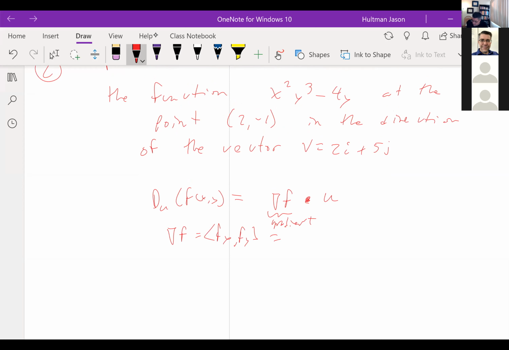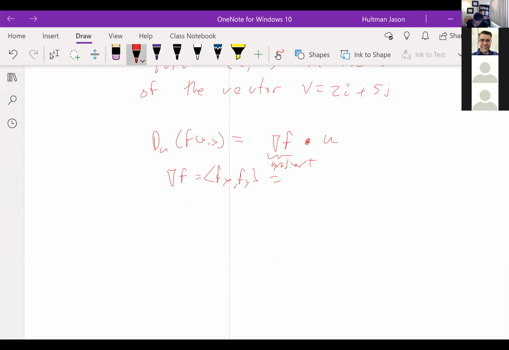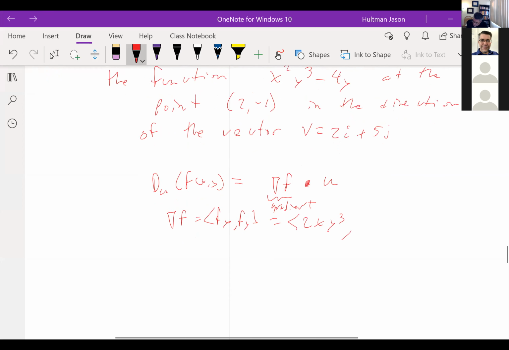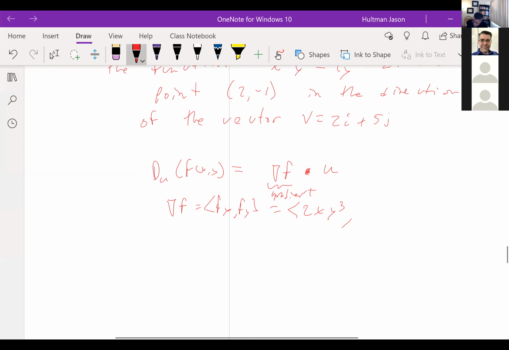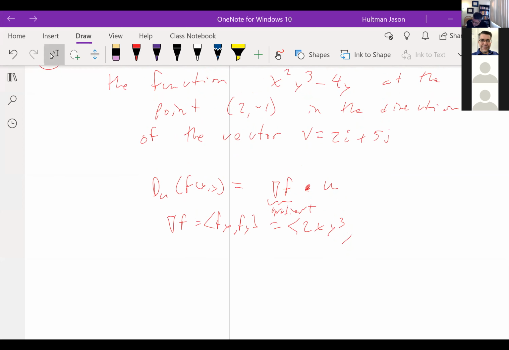So what's the partial of x here? The partial of x is going to be 2x y cubed. The partial of y is going to be 3x squared y squared minus 4.